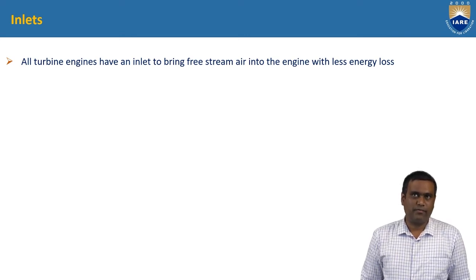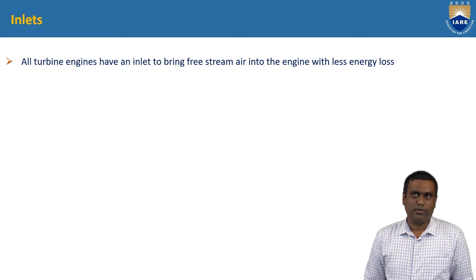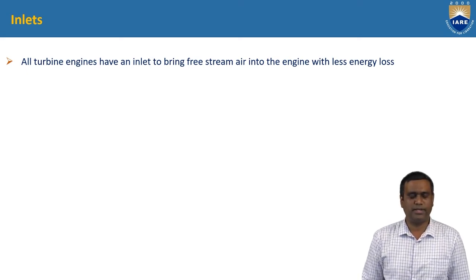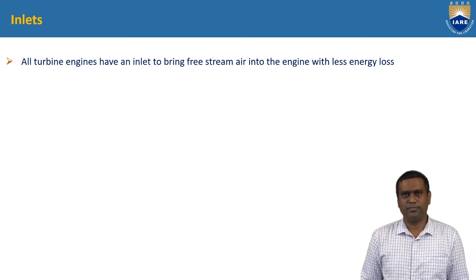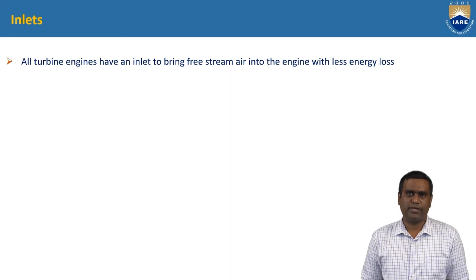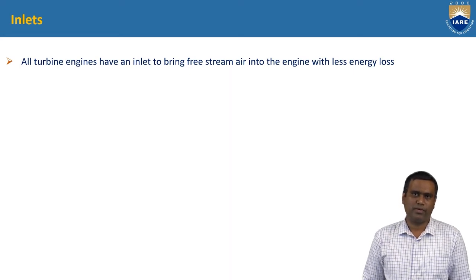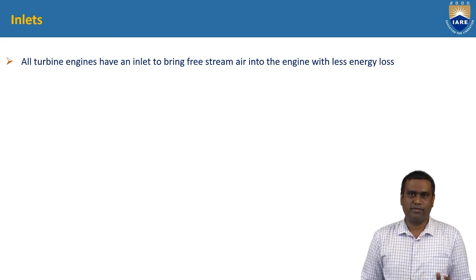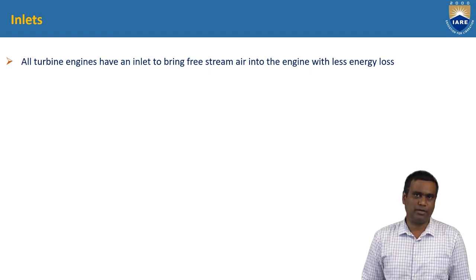All turbine engines have an inlet to bring free stream air into the engine with less energy loss. These losses may be due to ram effect or drag. So inlet should have proper design such that it directs the flow of air into compressor with minimum losses.